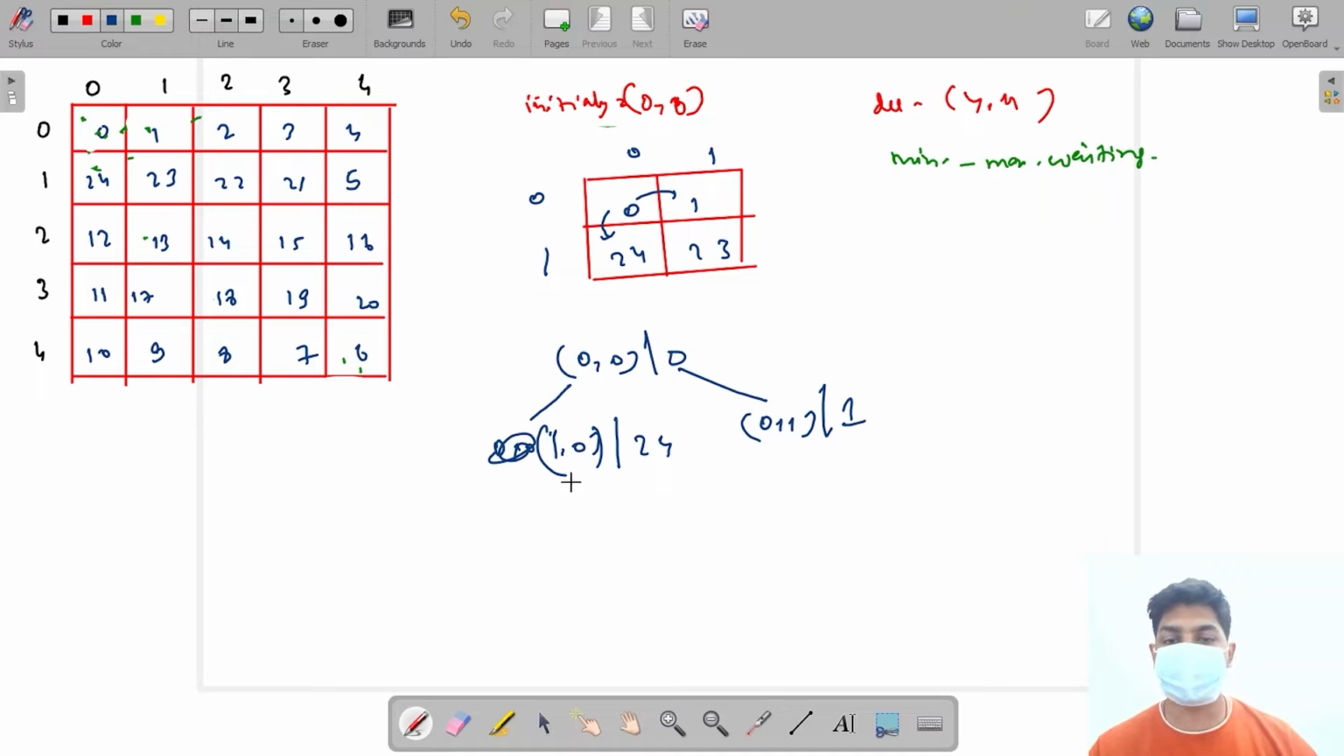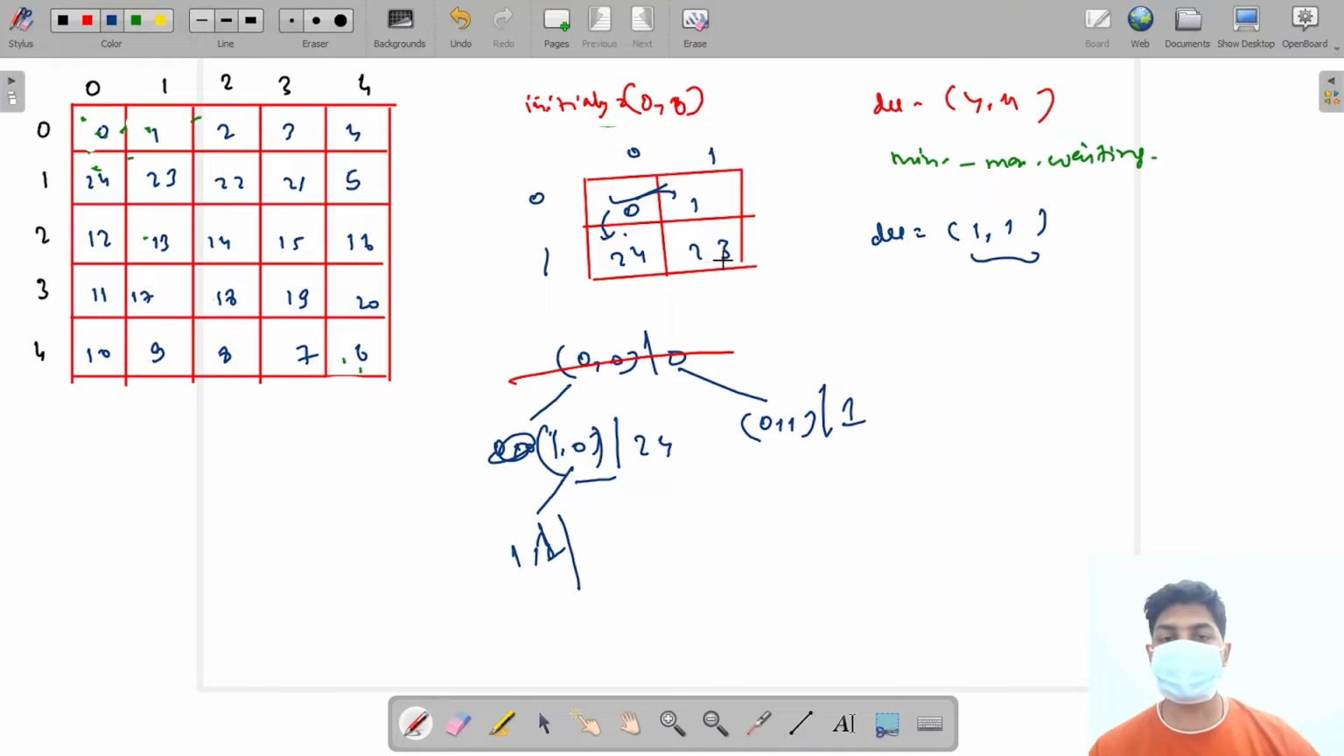Now we have completed this particular level, so we will move on to the next level. In the next level I will check 1 comma 0, and my destination is 1 comma 1. Since 1 comma 0 is not equal to 1 comma 1, I will travel all the possible options from 1 comma 0. From 1 comma 0 I can go back to 0 comma 0, but it is already visited, so no point in going there. So from 1 comma 0 we can go to cell 1 comma 1.